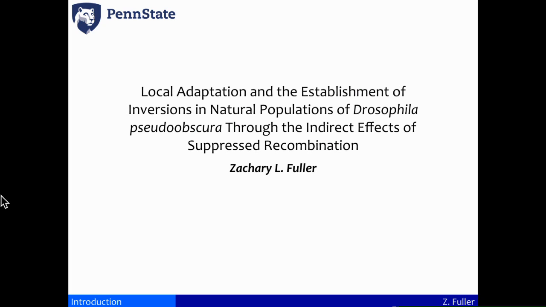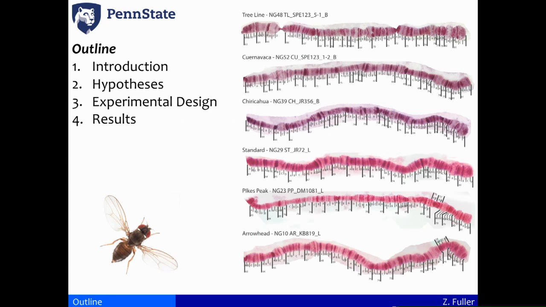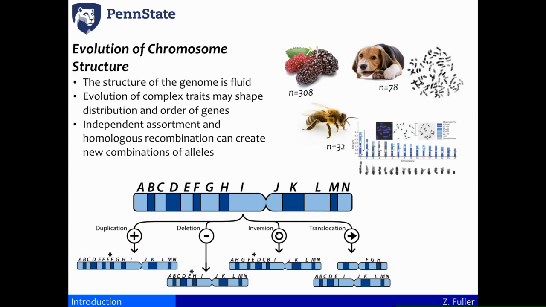So if you could tell from my long title back there, today I'm going to be talking about chromosomal inversions. But before I do that, I'm going to give a very broad but brief overview on the evolution of genome structure before I get into some of the specific hypotheses that we're testing with regards to our system. So between species, we can have differences in the total number of chromosomes.